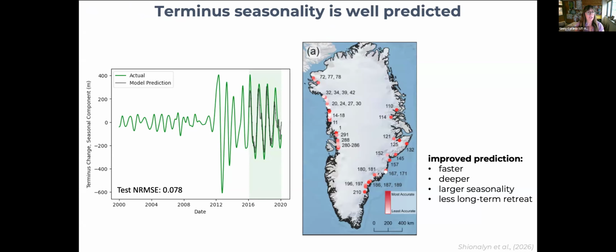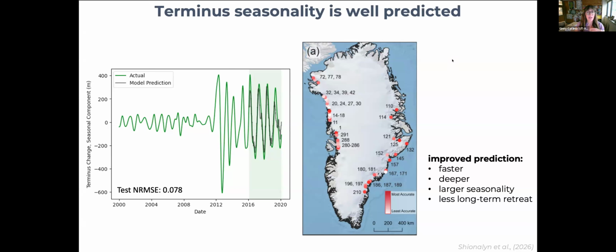When we look at all the glaciers that we examined for this study, and this number just refers to the glacier ID, we find that we get pretty accurate predictions for a lot of glaciers, but the accuracy is improved when we have glaciers that are faster, deeper, have larger seasonal swings, and less long-term retreat. And so that all speaks to the idea that there's a high signal to noise ratio that allows us to do better at predicting seasonality when it's a really big signal and the long-term change is more suppressed.